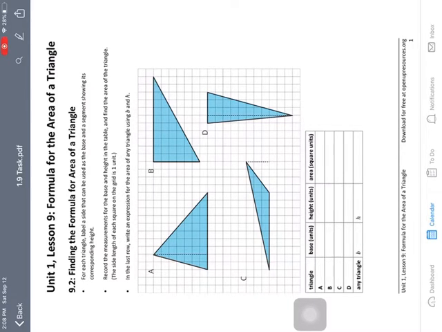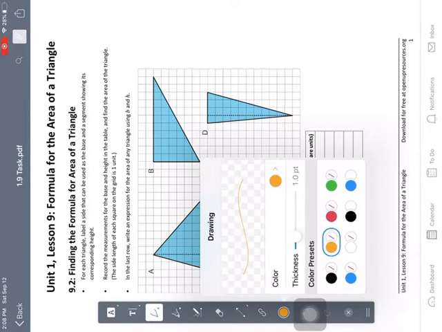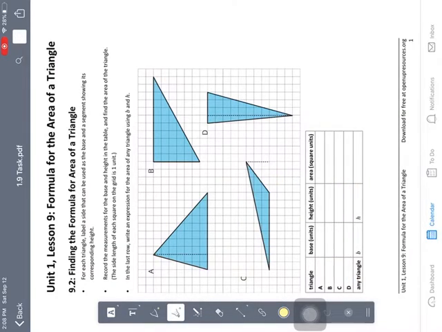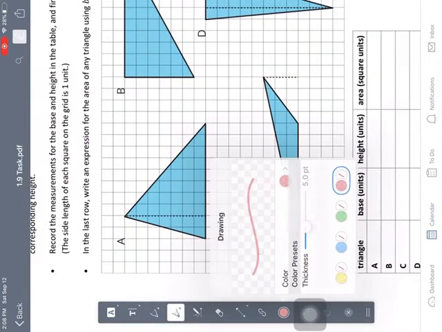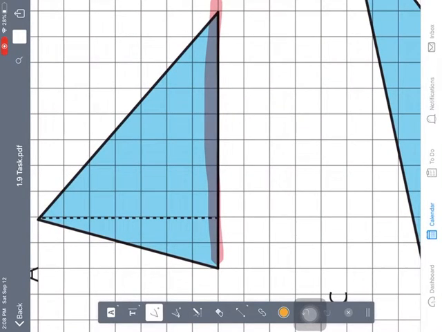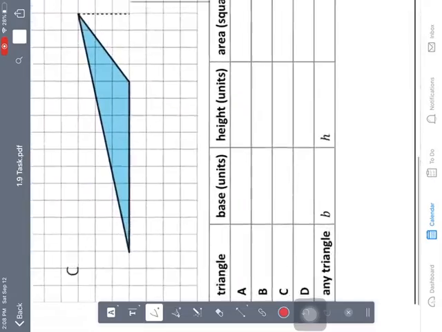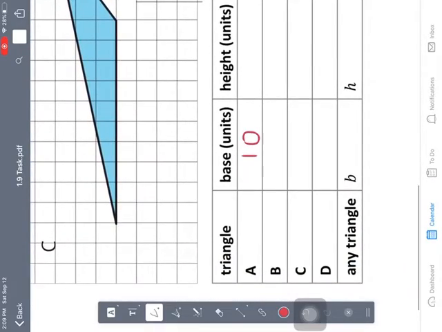Okay, so I will give you an example for A. So once again, I'm going to choose for my base to be the one that's on the bottom, because that just makes sense to me. That's the one that's on the bottom. So I'm going to count that over. 1, 2, 3, 4, 5, 6, 7, 8, 9, and 10. So then for triangle A, my base, the value is 10.